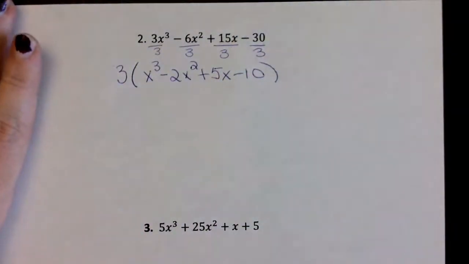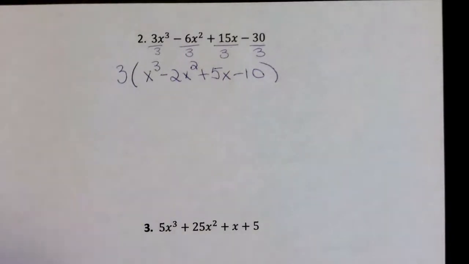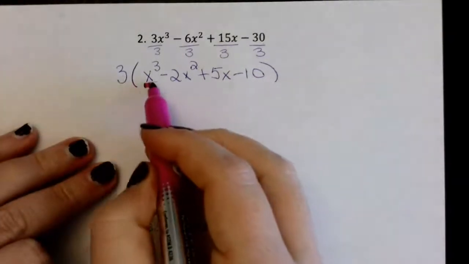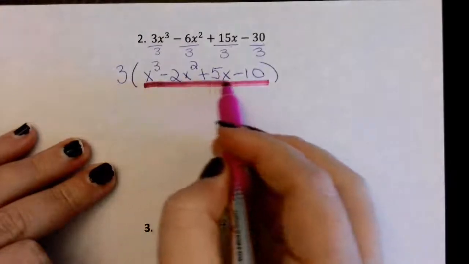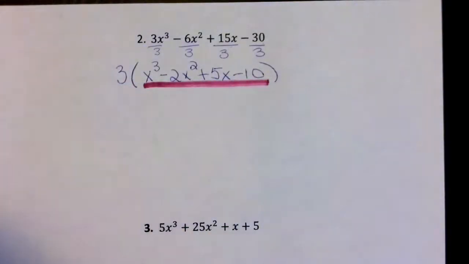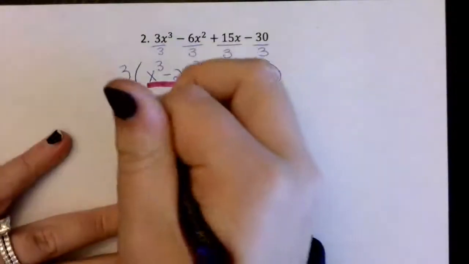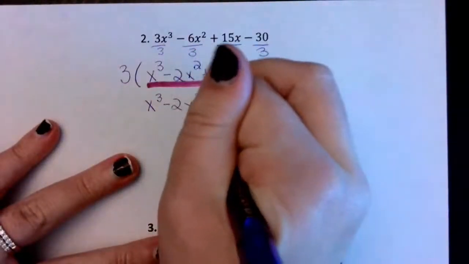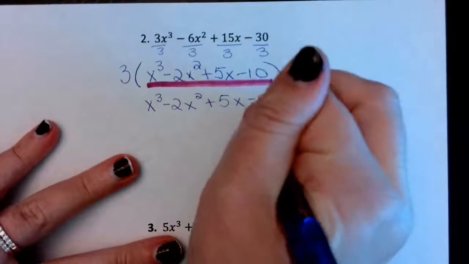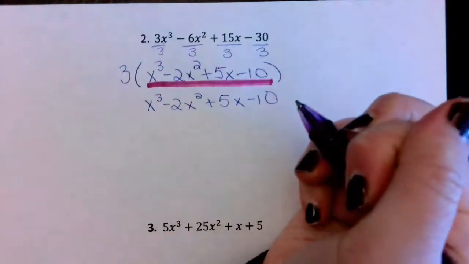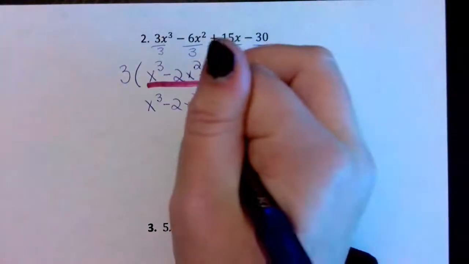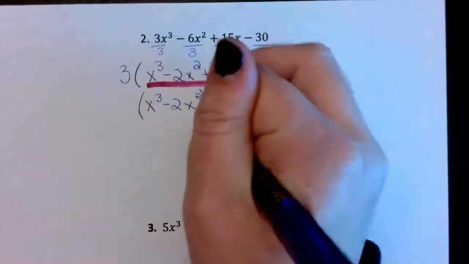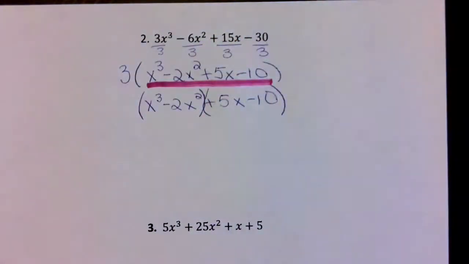Okay, I am going to ignore that 3 for a little bit, and I'm just going to factor this inside here. So if I were you, I would rewrite this right here. And now we start our method. So I'm going to put the first two terms together and the second two terms together.